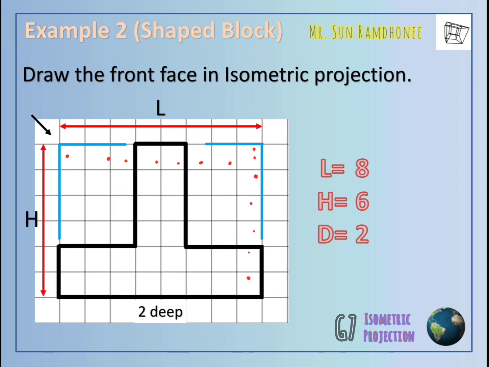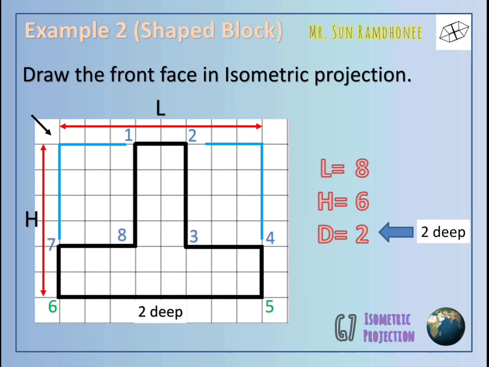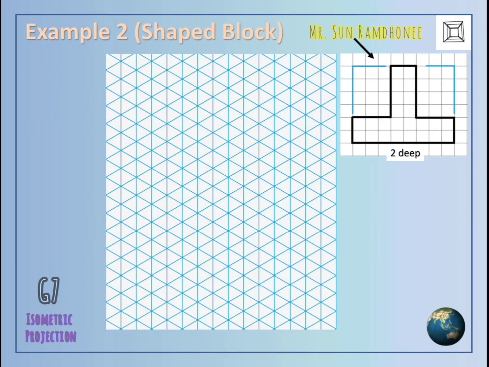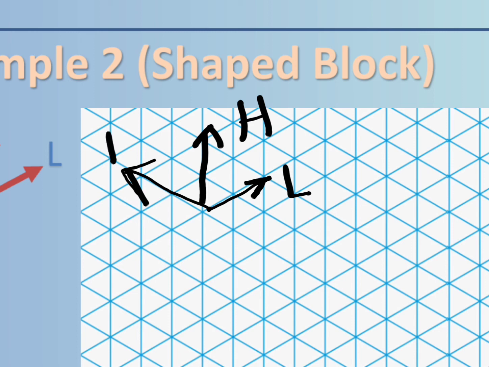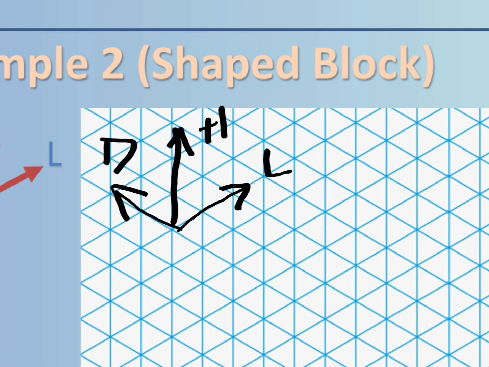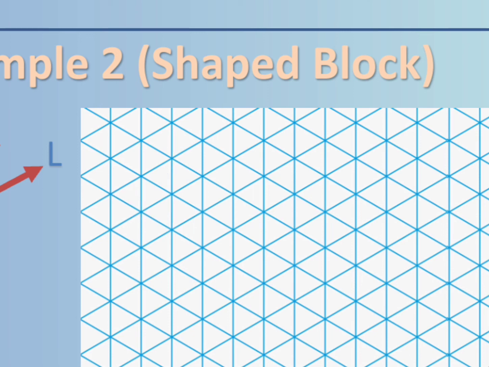Let's draw this. We're going to add numbers just like we had done in the previous one: 1, 2, 3, 4, 5, 6, 7 and 8. So this object has 8 corners. We are going to draw the isometric axis on our grid. This is how you draw the isometric axis on your grid. It should be a short one. Here we have the isometric axis which you are going to draw on your isometric grid.